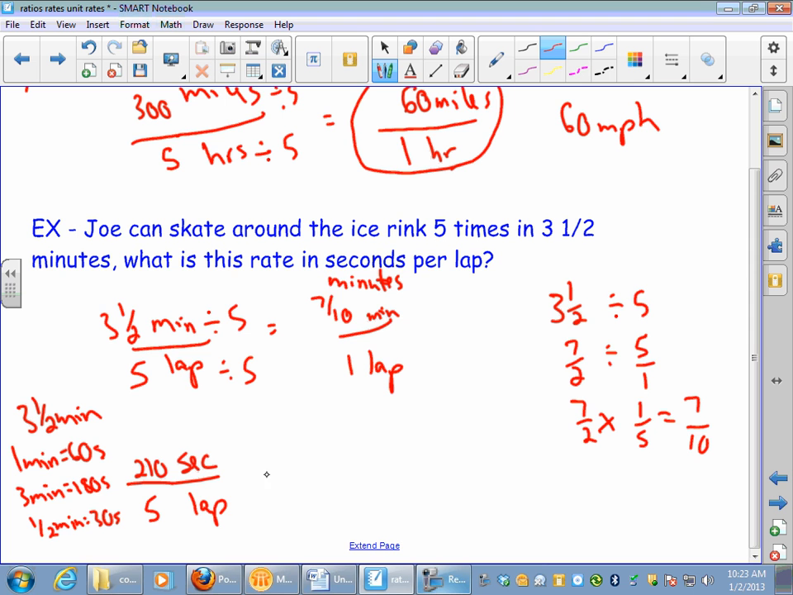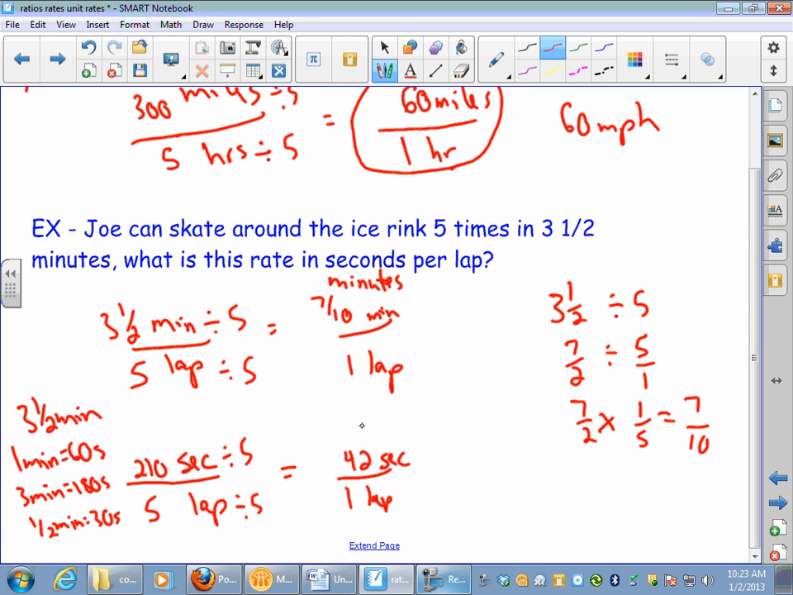If I want to make that into a unit rate, just like I have been doing, I divide by what's on bottom. So divide by 5. So I'll get my 1 lap on bottom, so now I have a unit rate. And 5 goes into 210 42 times. So it'd be 42 seconds per lap, or 7/10 of a minute per lap.